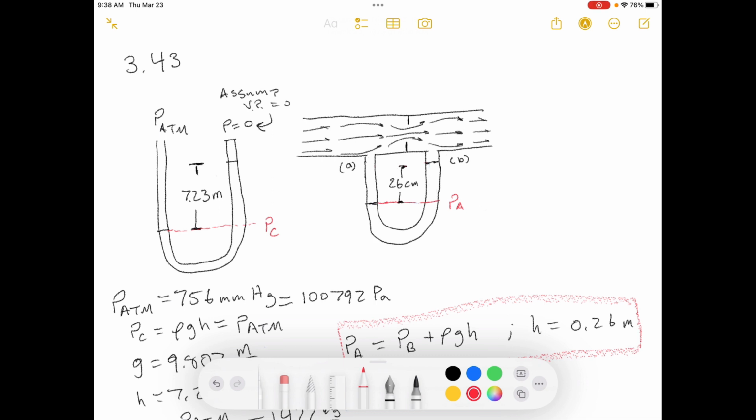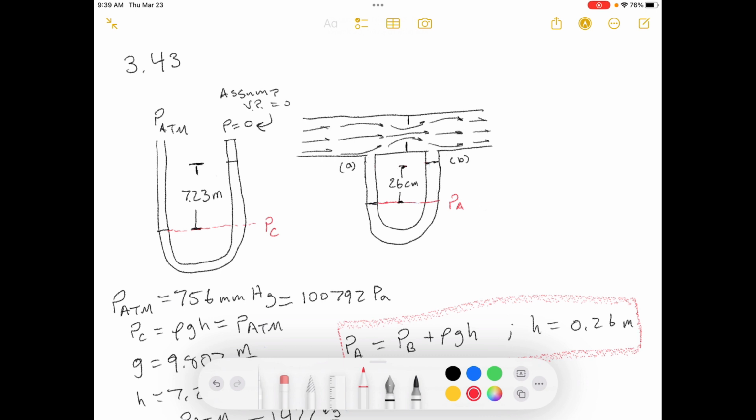Okay, today we're revisiting problem number 3.43. My previous video had a pretty significant error to it, where I neglected the density of water when the density of water was comparable to the manometer fluid. So I'm going to go back through this problem and point out the error that I made and make the correction here. Thank you to the viewer who pointed out this error that I made.